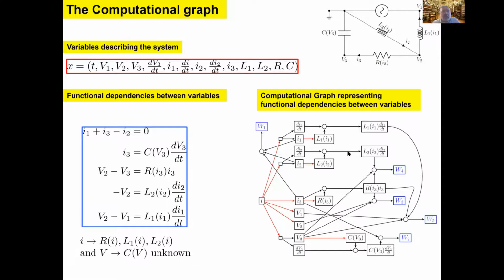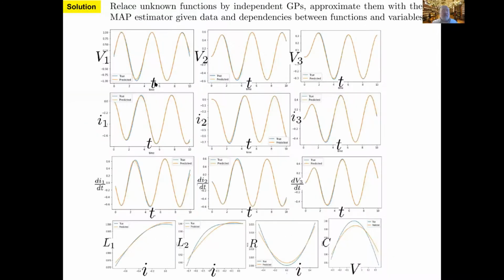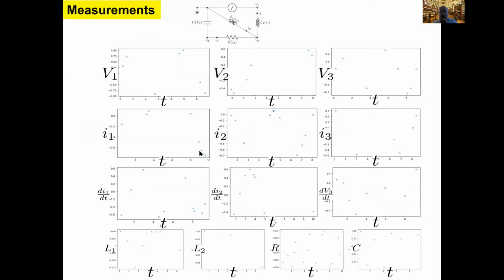And our solution is to replace the unknown functions by GPs and compute their MAP estimator given the data and given the dependencies. And these figures show the true and recovered functions using this approach. So the method works surprisingly well given that the data was quite scarce.